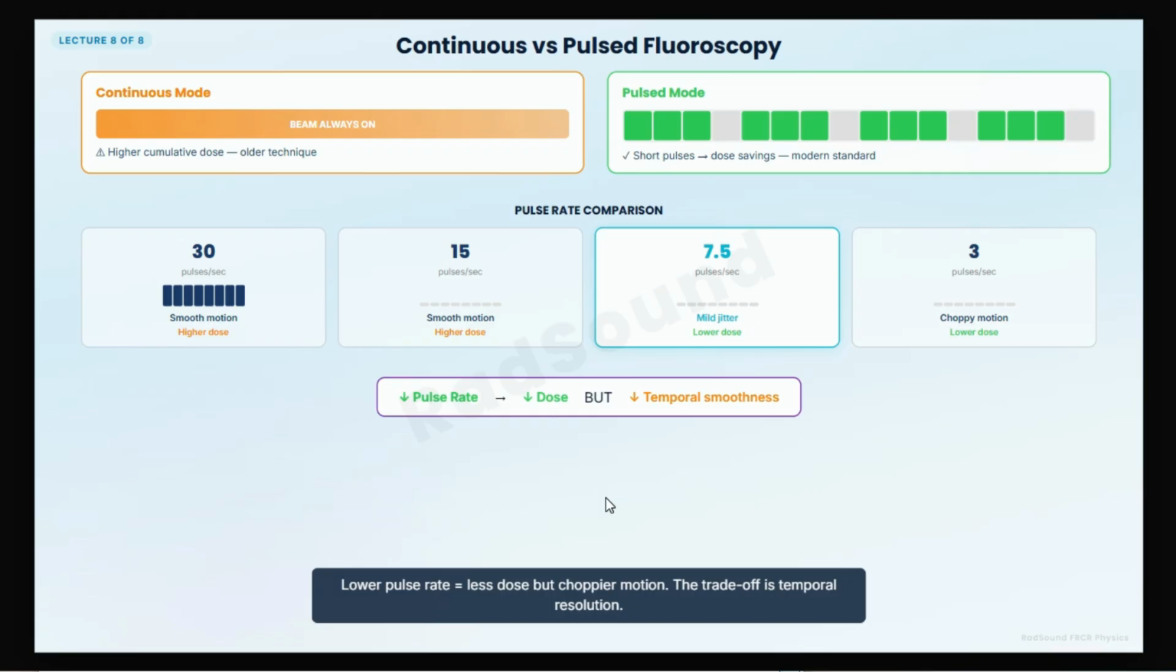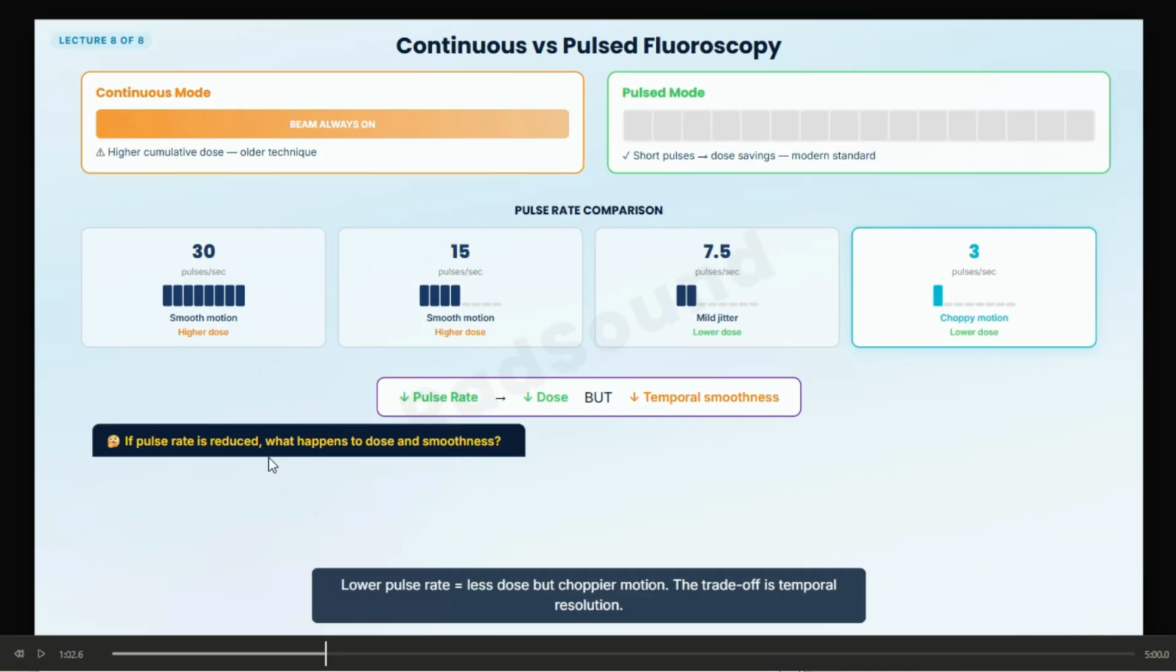So mostly we're going with the 7.5 pulse rate, or frames per second, because it has a bit lower dose and mild jittering in the motion also. We trade off the temporal resolution a little, but not down to 3, because the image may not be diagnostic and the patient might be exposed to more dose than they should be.